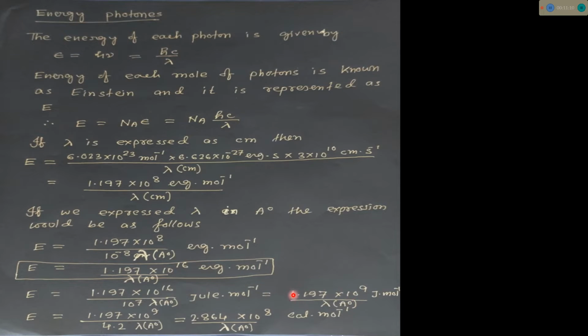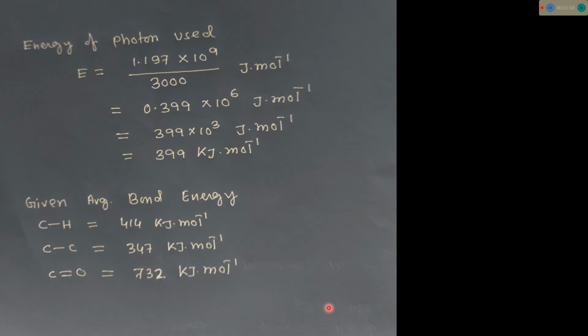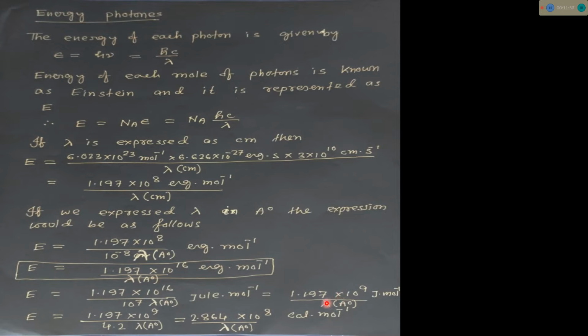This expression is 1.197 into 10 to the power 9 joule per mole upon lambda, where lambda is in angstrom unit. In the question lambda is given as 3000 angstrom, and we want the energy corresponding to the wavelength used. So we put 1.197 into 10 to the power 9 upon 3000 angstrom. Here lambda is in angstrom unit, so we put the angstrom value directly in this expression.